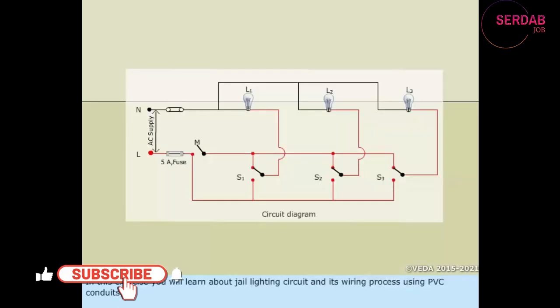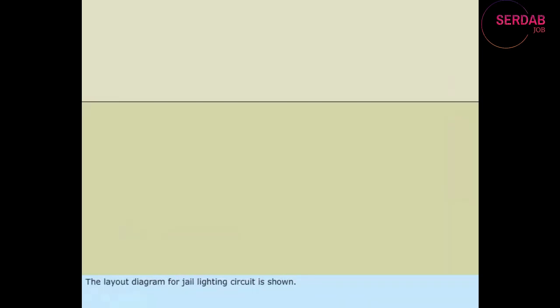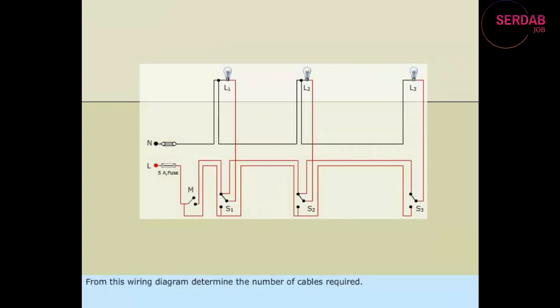In this exercise, you will learn about jail lighting circuit and its wiring process using PVC conduits. The circuit diagram for jail lighting circuit is shown. The layout diagram for jail lighting circuit is shown. From this wiring diagram, determine the number of cables required.